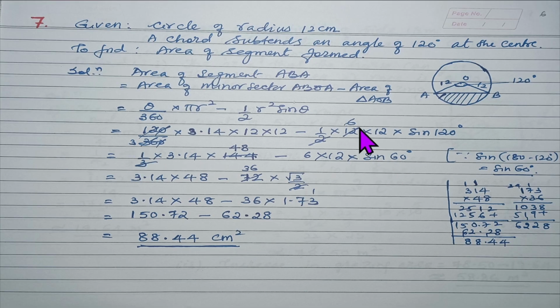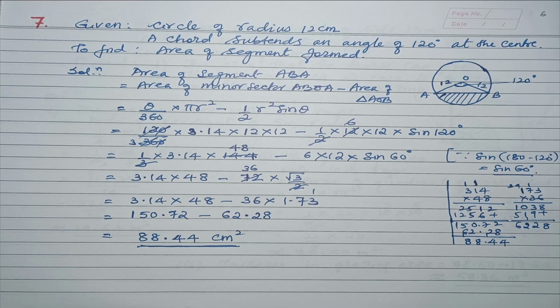Now simplifying again, putting the values here, we get 1 by 3 into 3.14 into 48 minus 6 into 12 into sin 60, that is 3.14 into 48 minus 72 into sin 60, which is root 3 by 2. Further simplifying, we get 150.72 minus 62.28, and the answer is 88.44 centimeters square. So we have solved 7 examples here.